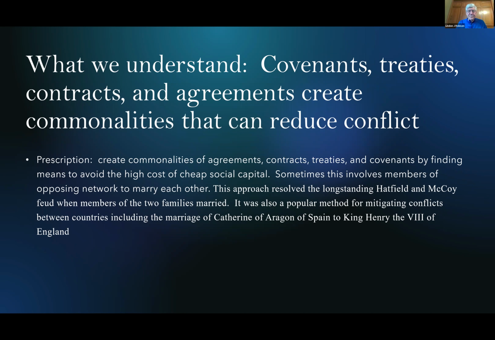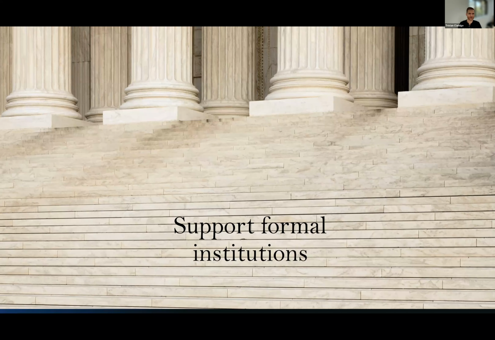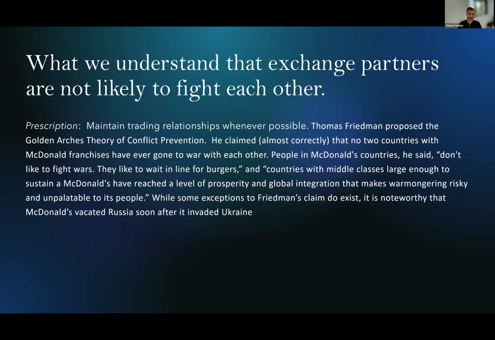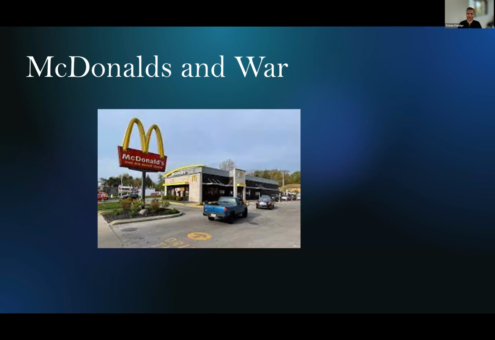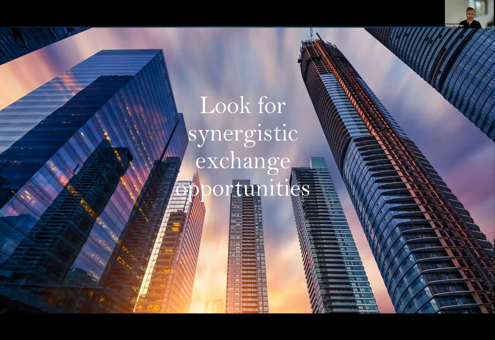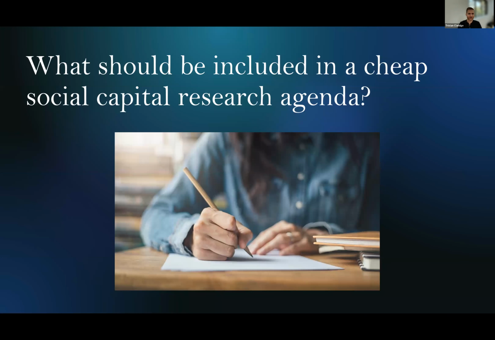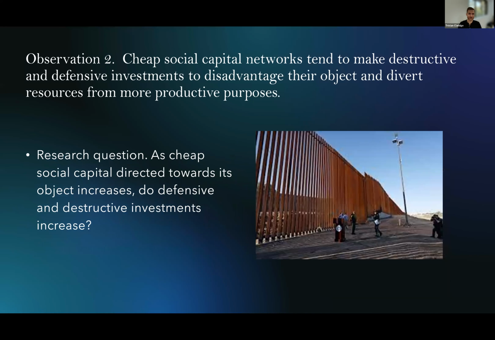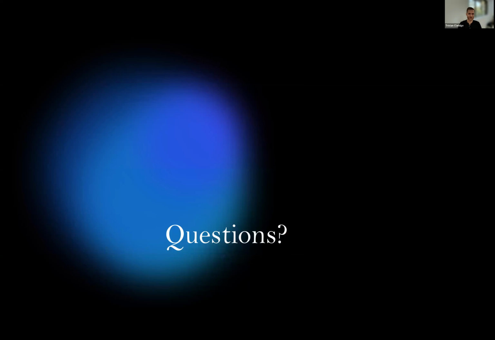So surely this has to be one of the important ways that we can reduce or mitigate the consequences of cheap social capital. As we mentioned, we'll share this slide deck for everyone who's interested in it. I'll just flag that there are some more slides for you to have a look at. Things like support of formal institutions is another important way we can learn from cheap social capital, changing membership requirements, developing inclusive commonalities, exchange partners, the example being McDonald's and war, which we don't have time to talk about, unfortunately, looking for synergistic exchange opportunities. And then Lindon's also provided a fairly large number of research agendas that people might like to take up and move forward with in the space of cheap social capital. They are here in the slide deck that we'll share with you, quite a number of really interesting opportunities for future research.